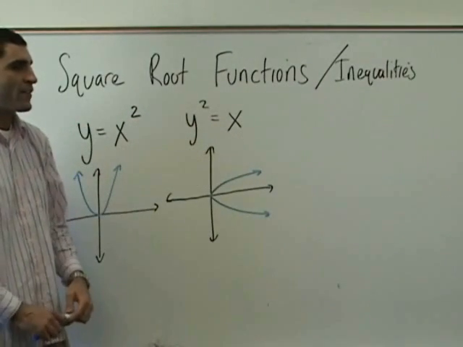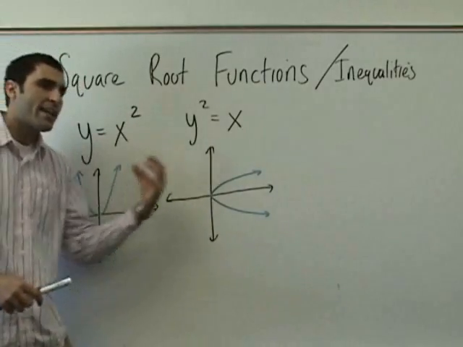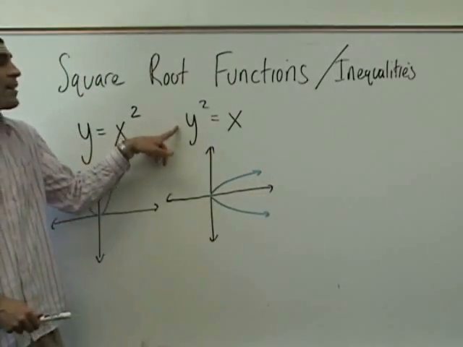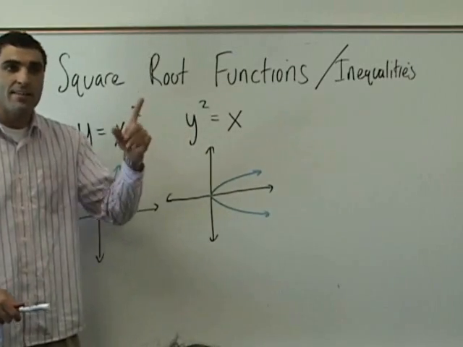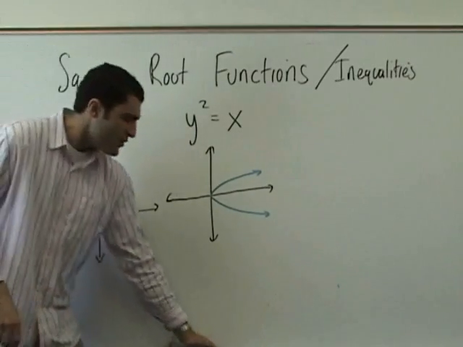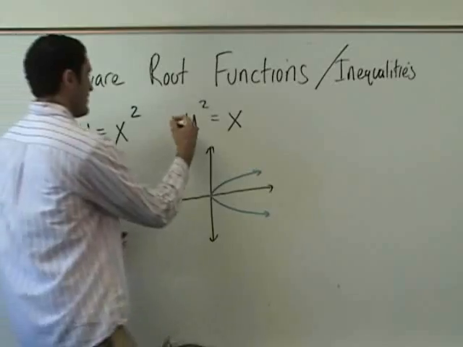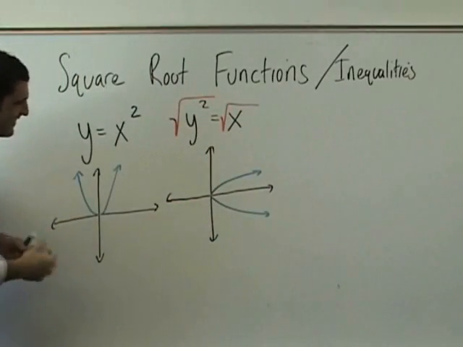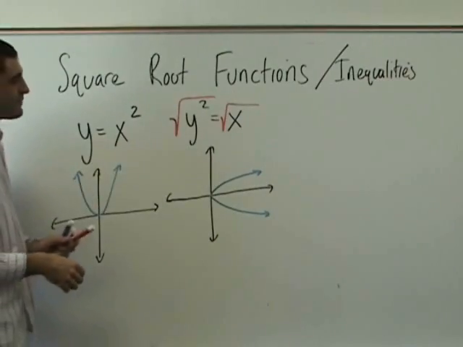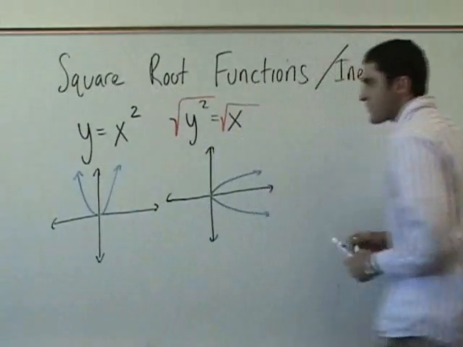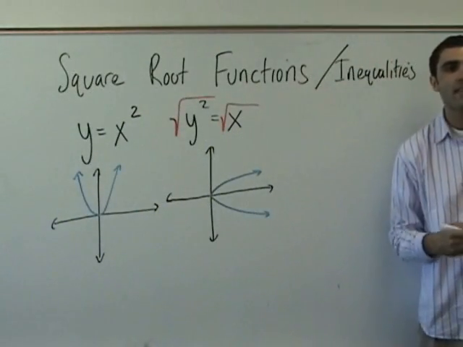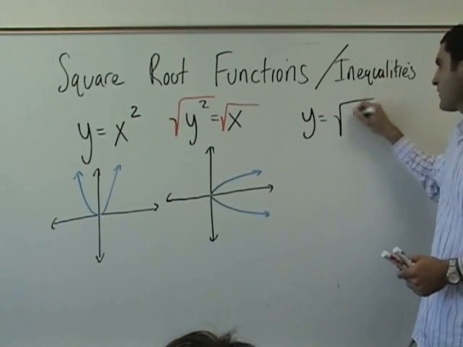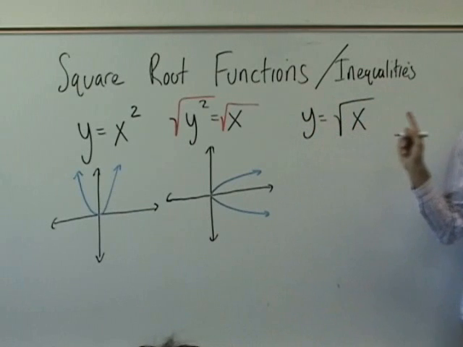So the way to make this a function is to make it y equals something, just like in your graphing calculators. How do we get y by itself here? You square root it. Good one, Cornelius. Okay, so we square root it. What's the equation that results? y equals the square root of x. This is what we're working with today.